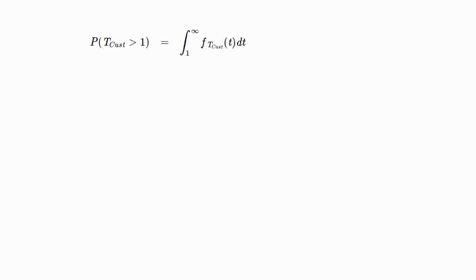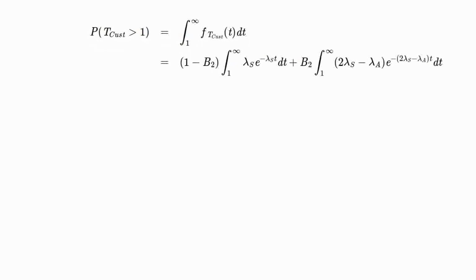and that is the probability of T customer greater than 1. So that's equal to the integral from 1 to infinity of the density function for the customer time, and then we can substitute in and break it using linearity into (1 minus b2) times the integral from 1 to infinity of lambda s e to the minus lambda s t dt, plus b2 times the integral from 1 to infinity of (2 lambda s minus lambda a) e to the minus (2 lambda s minus lambda a) t dt.